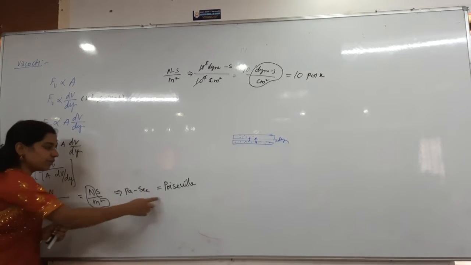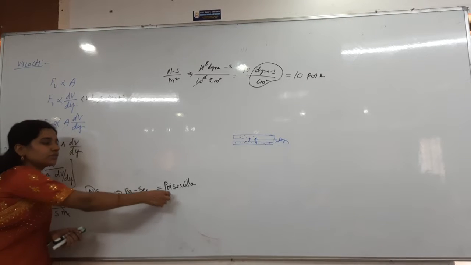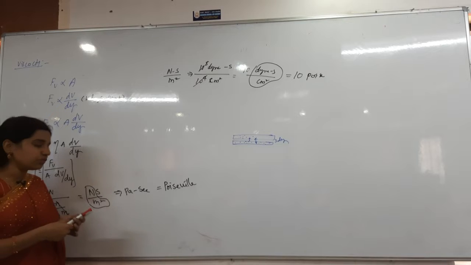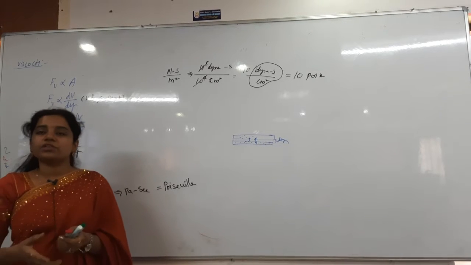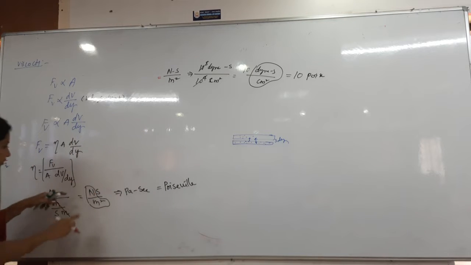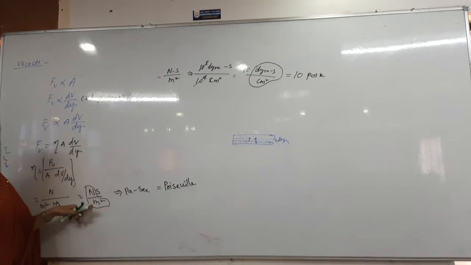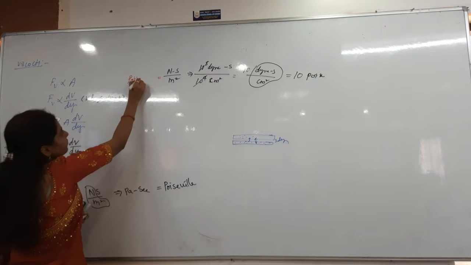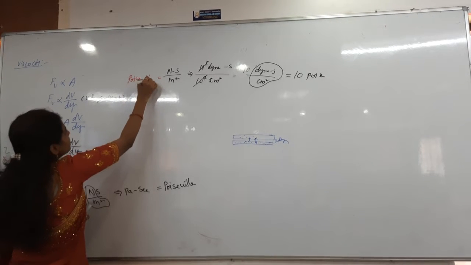That Poiseuille, how it came, nothing but this is how it came. Pascal second is known as a Poiseuille. So that Poiseuille value you have to convert into CGS units, you have to convert into poise. For that purpose, I can write this one only: Newton second per meter square means what I can write here? Poiseuille I can write. So that is a Poiseuille or Pascal second.